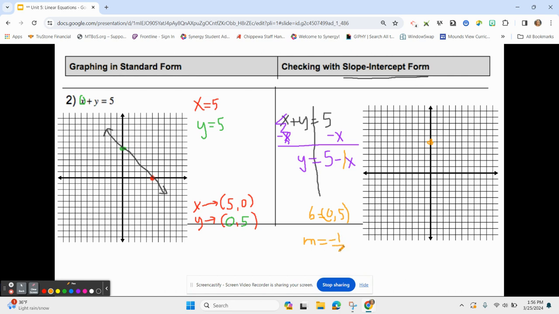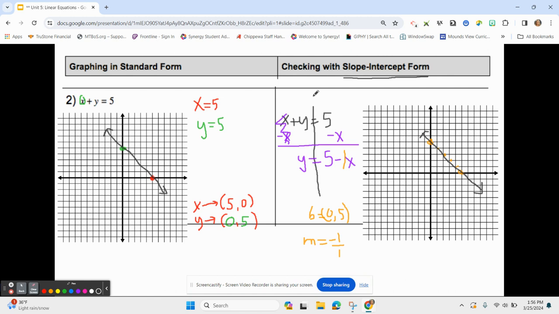And that's going to look like negative 1 over 1. So I'm going to go down 1, right 1, down 1, right 1, down 1, right 1. And I'm going to go all the way until I hit my x-intercept right here. And so what you can do now is take your pencil and again, do your best to make your line. Look here, we have 2 clones. So whether we graph in standard or slope-intercept, your lines should look exactly the same. And you can pick which one you like better.